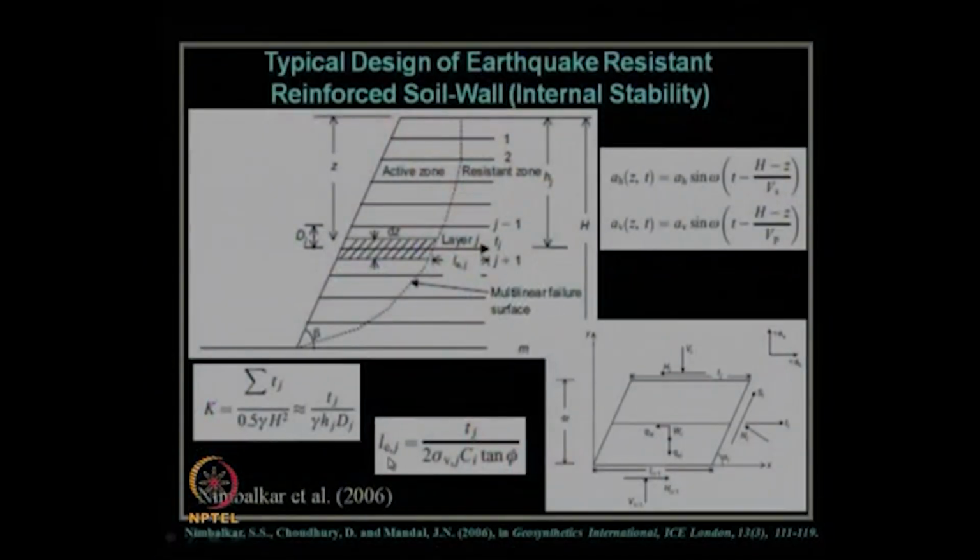So, how to find it out? This is the expression. This is the effective length of the jth layer, Lej, with respect to Tj, that is the tensile strength of the reinforcement, divided by 2 sigma Vj Ci times tan phi. Okay?